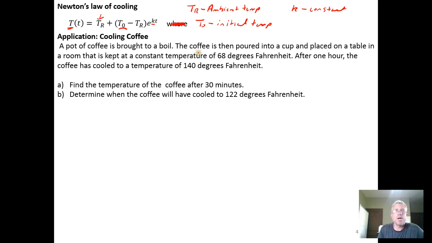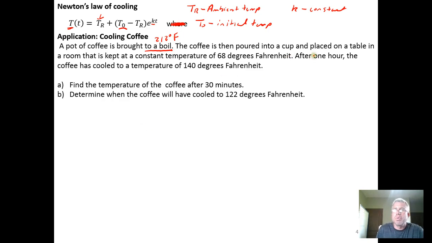So in this problem we have a pot of coffee being brought to a boil. And because it's being brought to boil, we're going to have to make some assumptions. We'll assume that we're at sea level and that it's boiling at about 212 degrees Fahrenheit. Again, it would depend on elevation. It would depend a little bit on how the chemicals in coffee change the boiling temperature of water. But we're going to assume sea level and 212 degrees Fahrenheit as a simplifying assumption.